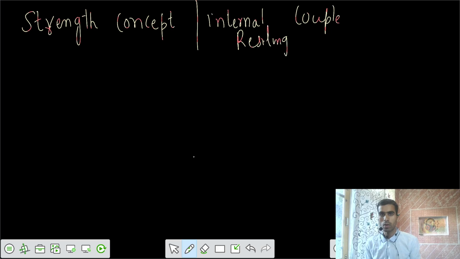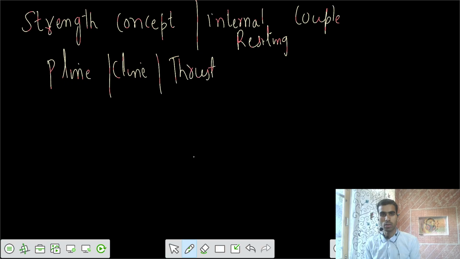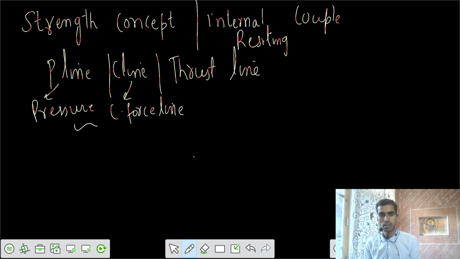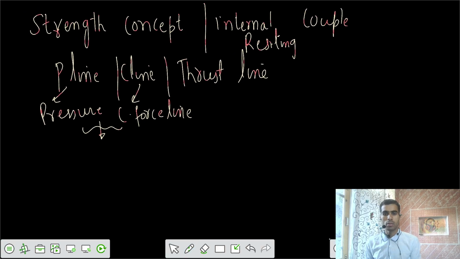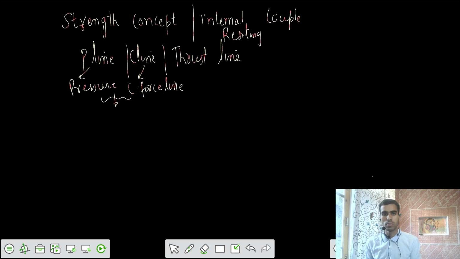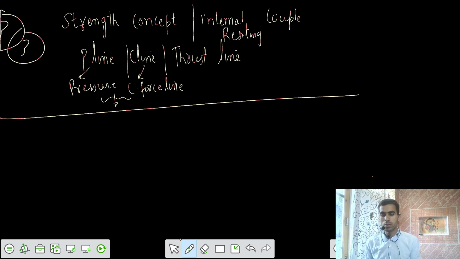We can also call it the P line, or the C line, or the thrust line. The thrust line, or P line, represents the pressure line, and the C line represents the C force line. That is the same thing we say by different names. So let's go for that method. This is the third method for calculating the stresses on the section.